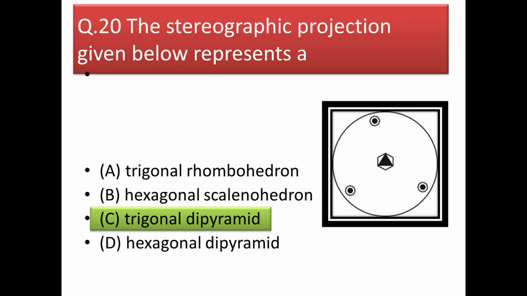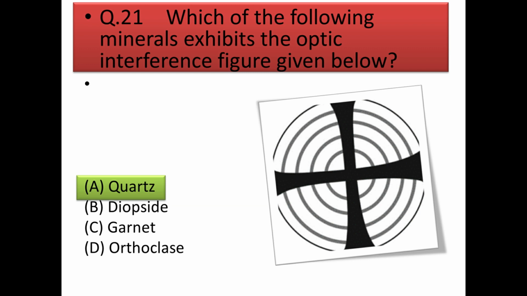Next question. The stereographic projection given below represents a, and this stereographic projection represents a trigonal dipyramidal structure. Next question. Which of the following minerals exhibits the optic interference figure given below? And this interference figure is shown by quartz.